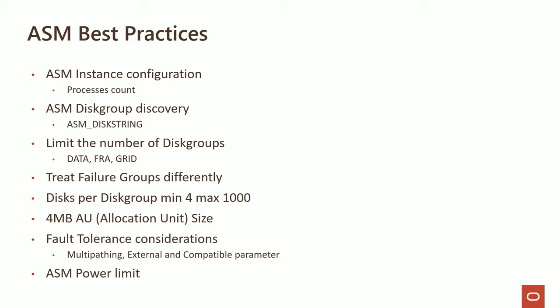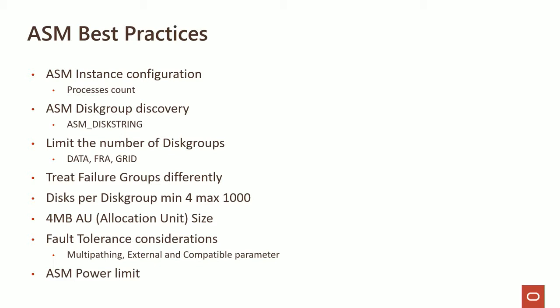The other thing to keep in mind, allocation unit. Allocation unit, when it first came out, was set at a default of 1 megabyte. Now we set that up to 4 megabytes. The allocation unit is the stripe that we lay the data across the disk, and it's very different to the block sizes. Fault tolerance, I already talked about that.